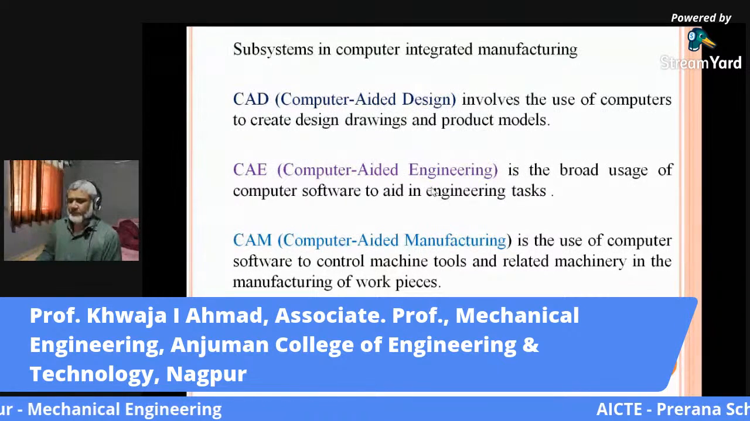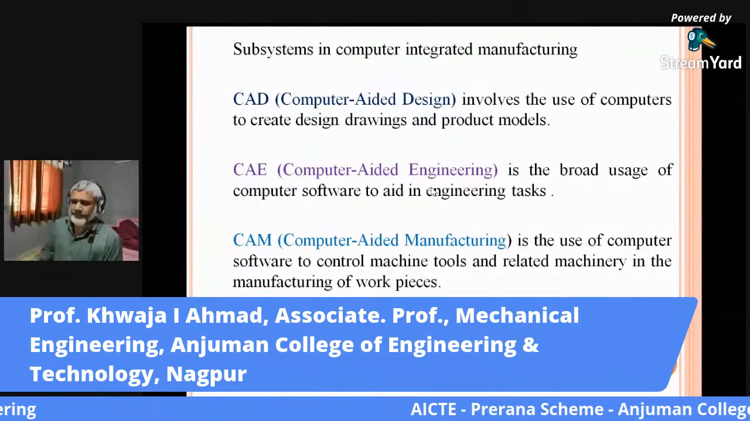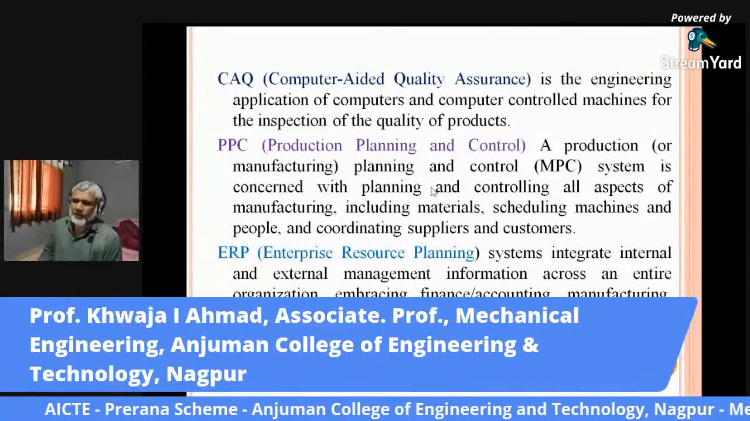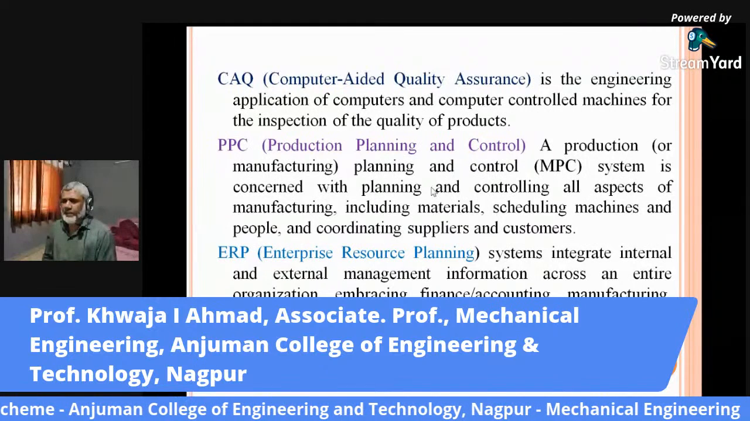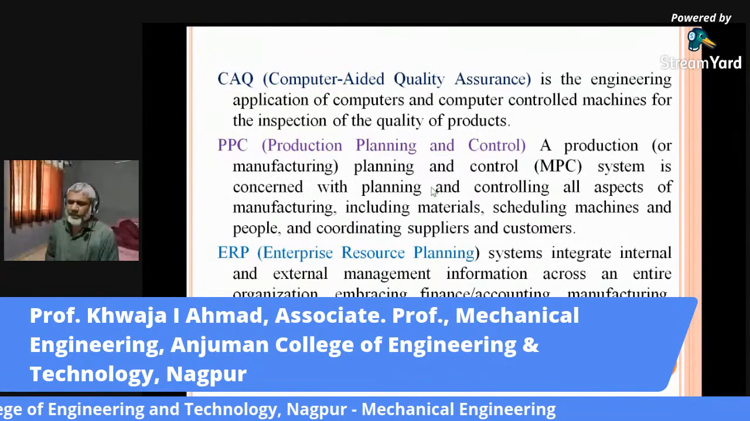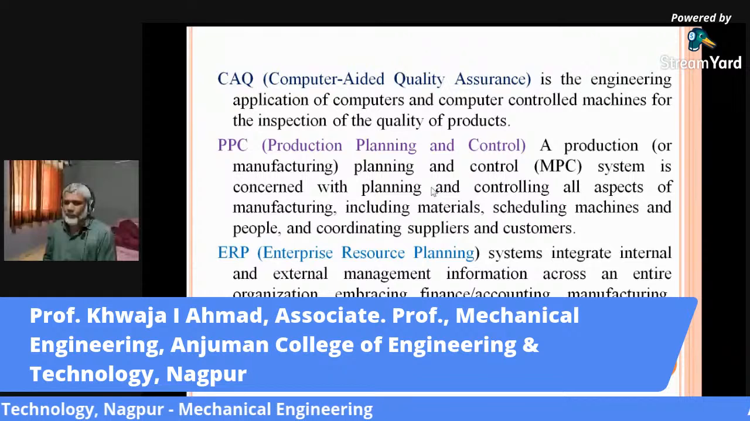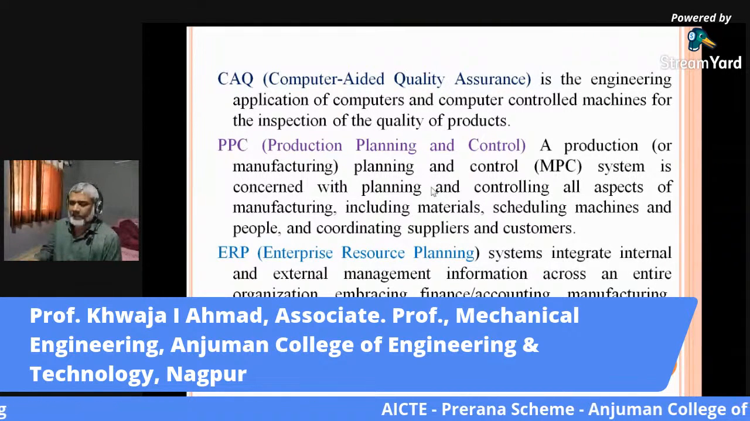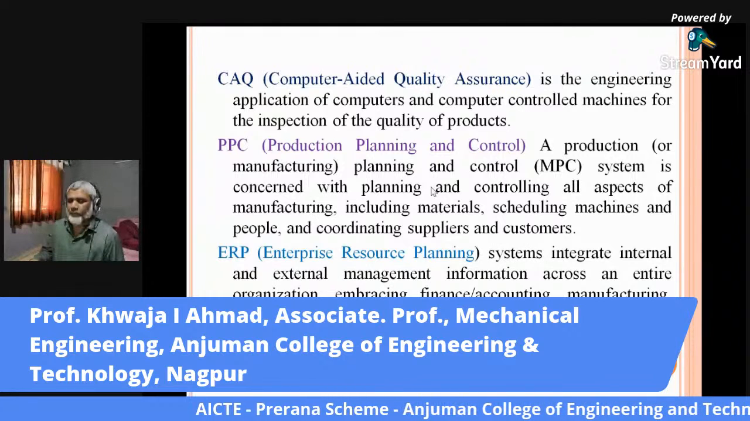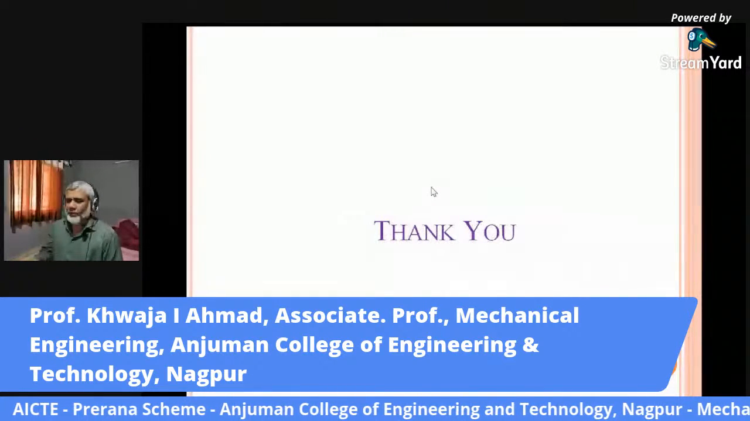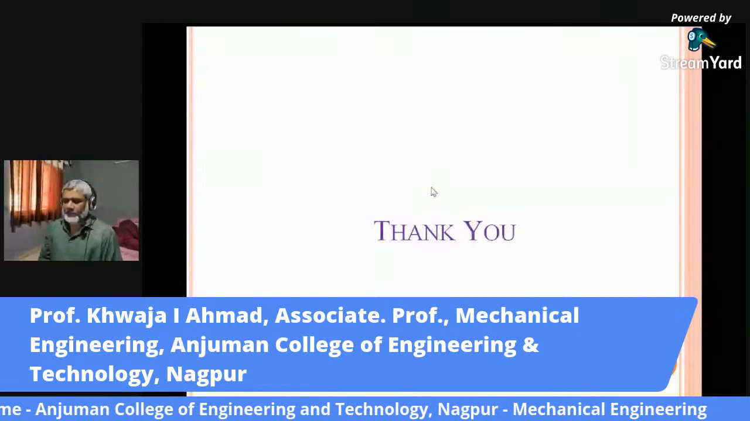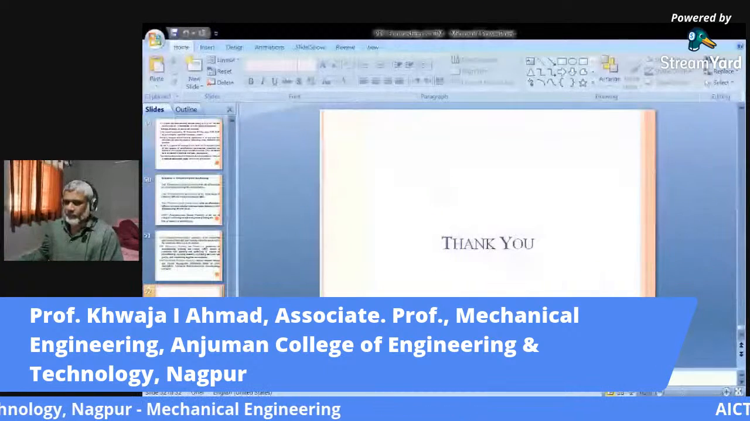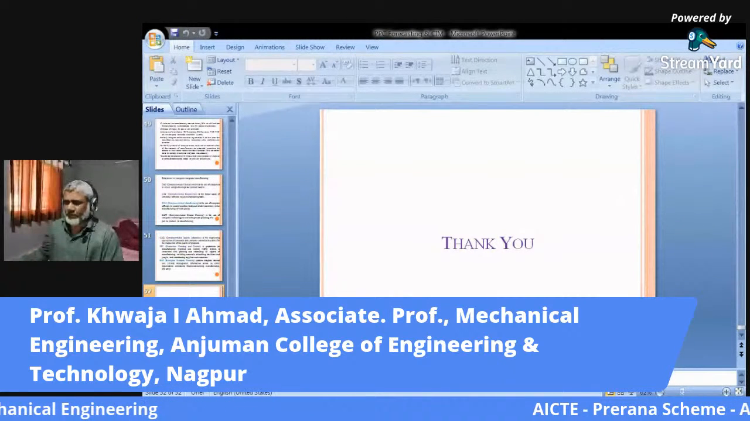Subsystems of CIM, we have gone through it: computer aided design, computer aided engineering, computer aided manufacturing, and computer aided process planning. Other than that, computer aided quality assurance is also there in the CIM, along with production planning and control, and enterprise resource planning. These are some of the points in computer integrated manufacturing that must be taken into account. These are some of the points which I have discussed, and I hope you must have understood various points associated with this.